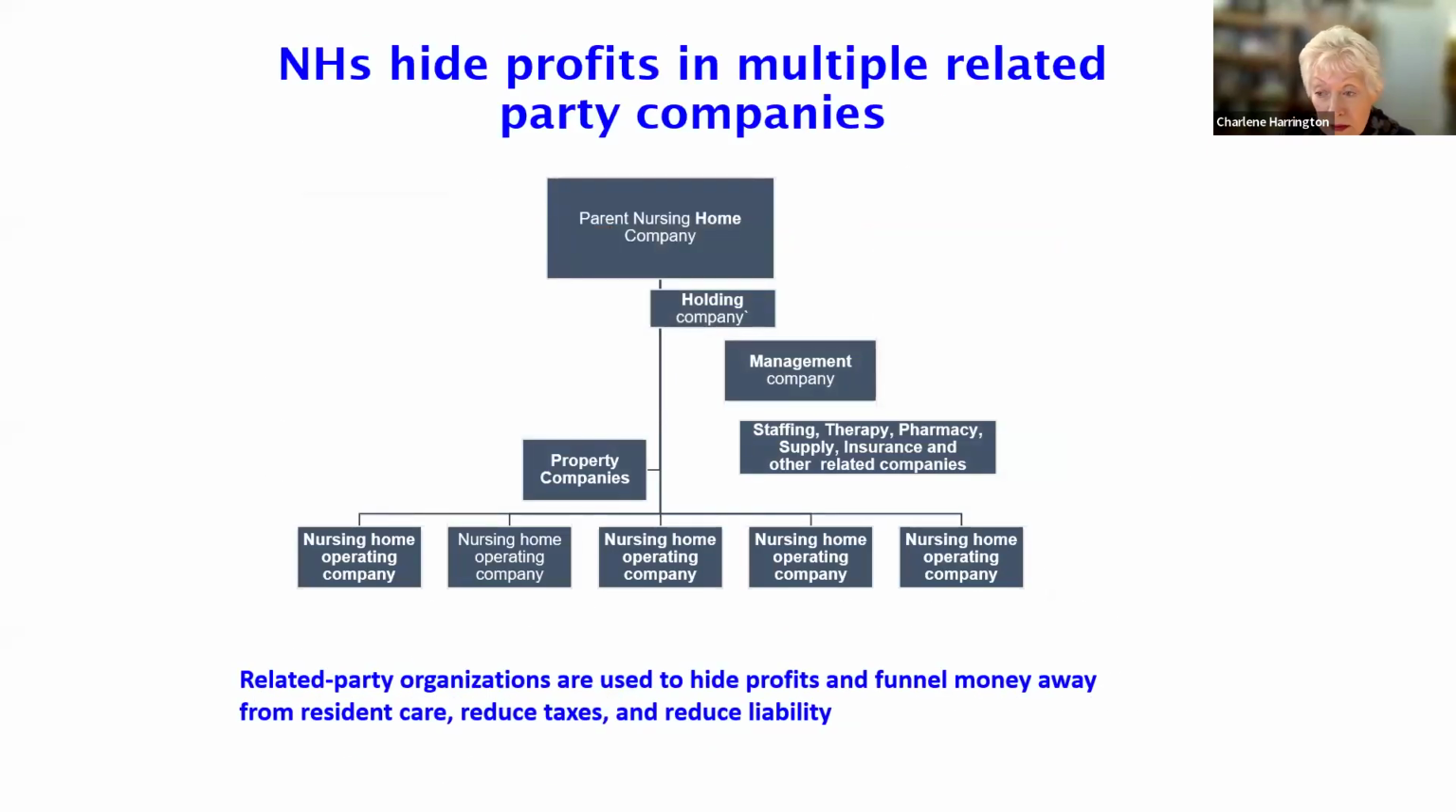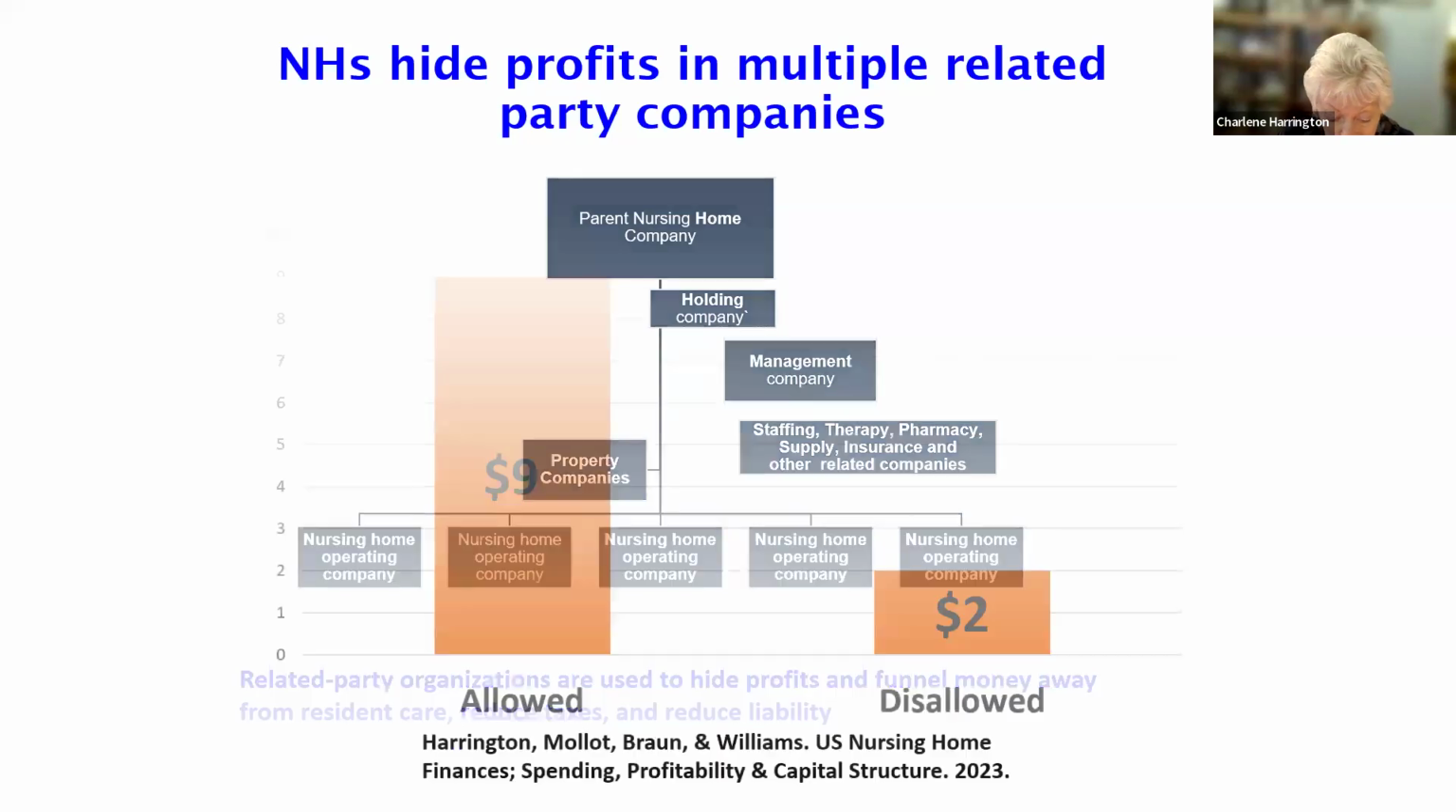Then we wanted to look at related parties, as Sam said, and the related parties hide their profits and funnel the money away from resident care. It reduces their taxes, and very importantly, it reduces their liability. So if a patient tries to sue for poor care, the nursing home can claim they have no assets. Next slide.